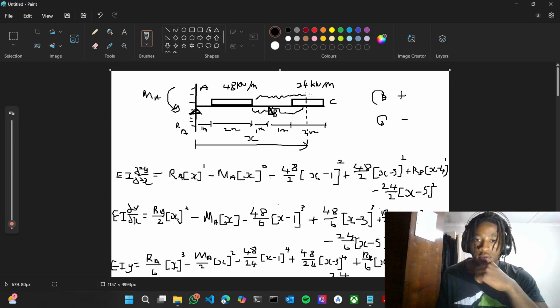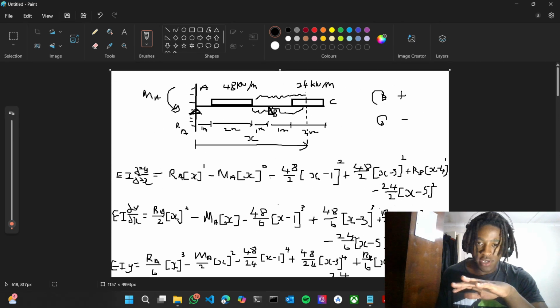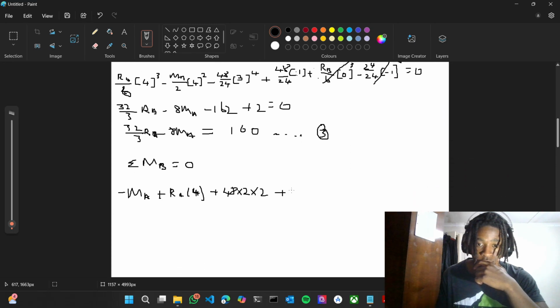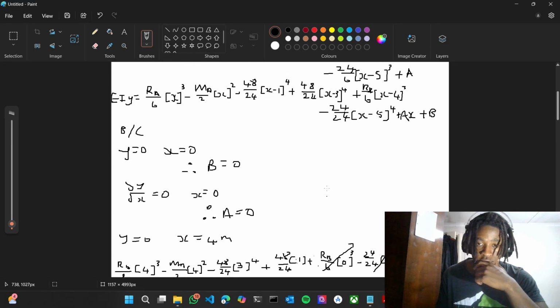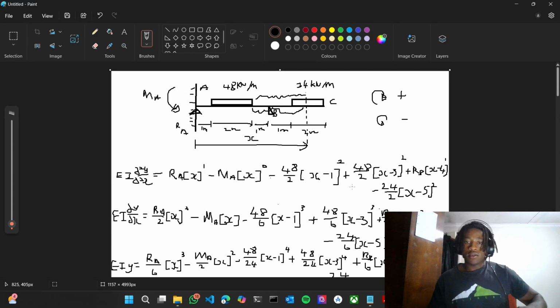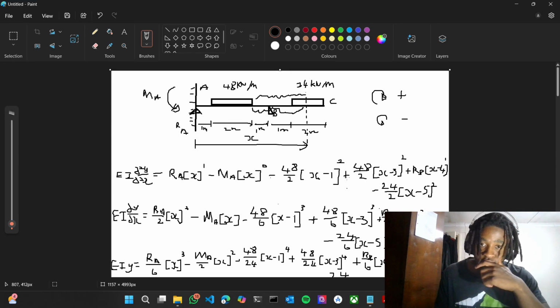Then on the other side here, same with this 24 kilonewton UDL. Wait, actually, let's just confirm this is clockwise, so it's positive. It is positive. 24 by 2, and the distance should also be 2, by another 2, and that all equals 0.